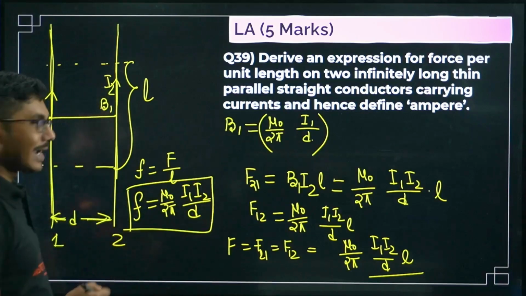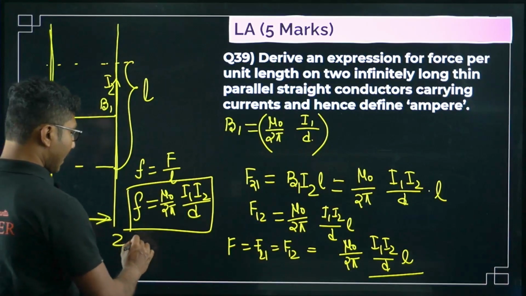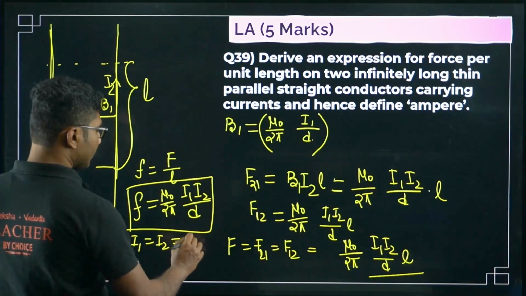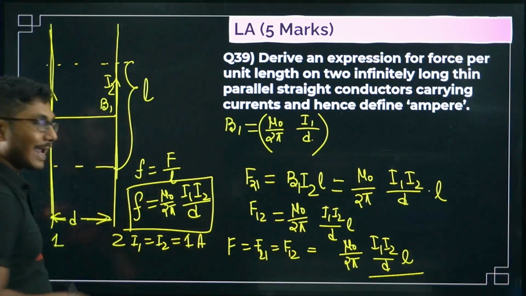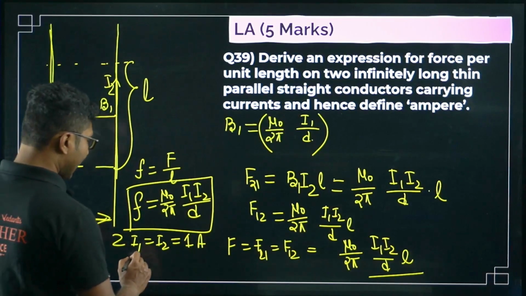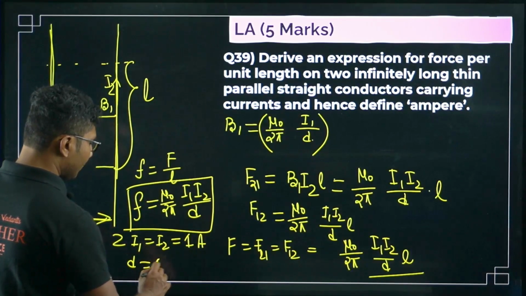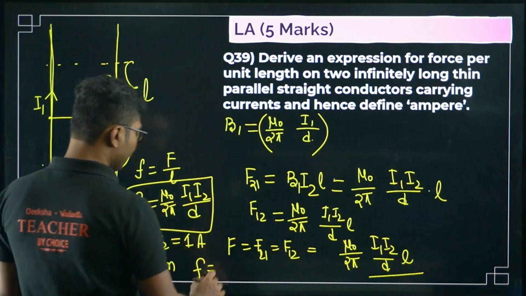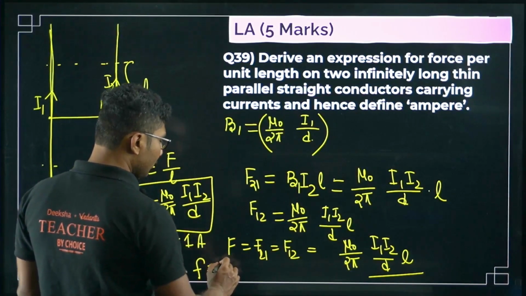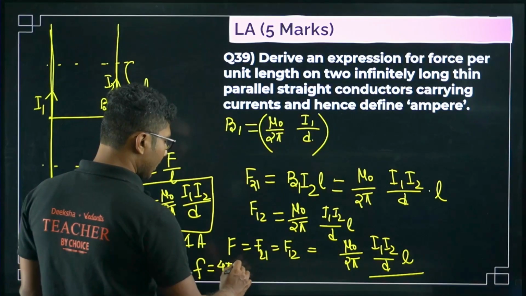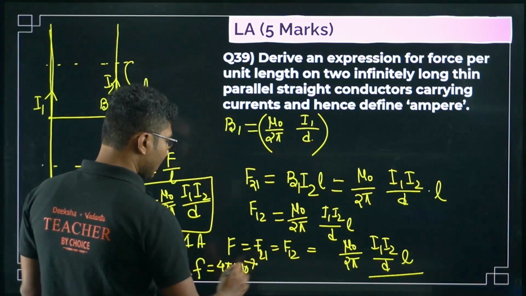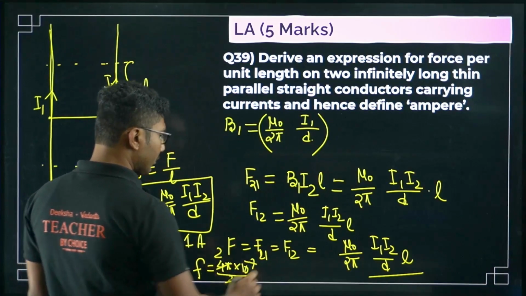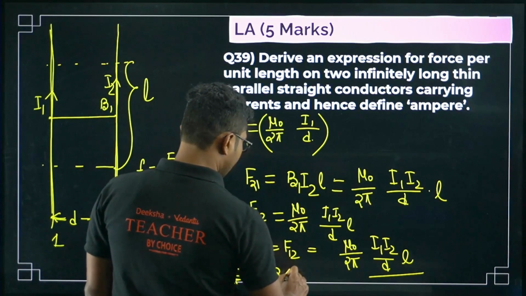Now how can you define ampere from this? To define ampere, first of all you have to assume that I1 equals I2 equals 1 ampere. So both wires are carrying 1 ampere, and the distance between them is 1 meter. Then F will be equal to mu naught by 2 pi. So what is mu naught? Mu naught is 4 pi into 10 to the power of minus 7, divided by 2 pi. So 2 pi and 4 pi will cancel. You will get 2 into 10 to the power of minus 7.